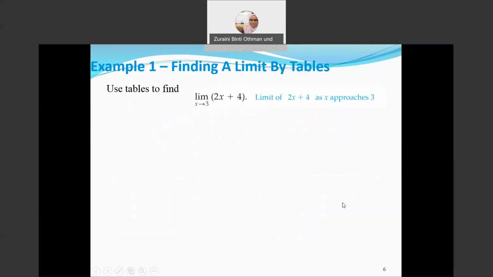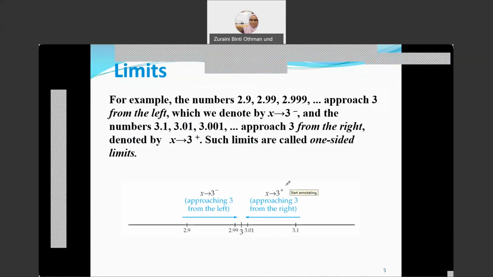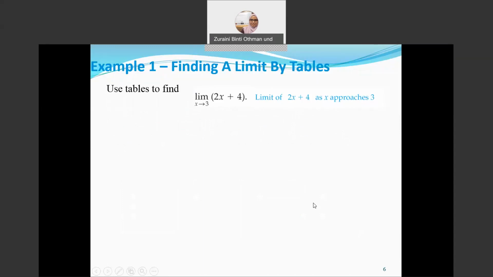For example, the important thing here is, we know that bila dia lebih besar daripada 3 daripada sebelah kanan, kita tulis dia sebagai x menghampiri 3 positif. Ini maksudnya dia menghampiri 3 daripada sebelah kanan. Bila x menghampiri 3 negatif, meaning that dia menghampiri 3 daripada sebelah kiri. That's the notation. For example here, find a limit by table. Maksudnya macam tadi kan saya cakap limit is referring to the function.